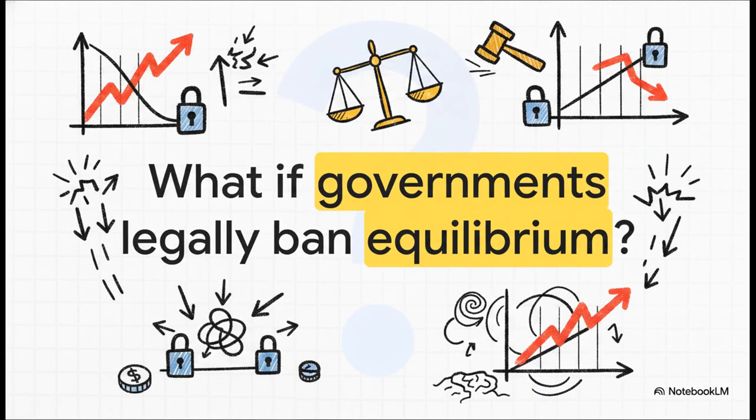But all this leaves us with a truly fascinating and honestly pretty provocative final thought. If these market forces always perfectly self-correct back to point E, what in the world happens when an outside force, like, say, a government, steps in and legally bans prices from ever reaching that equilibrium? When governments impose things like strict price ceilings or price floors, they effectively break this perfect geometry. But exactly how much chaos does that cause?